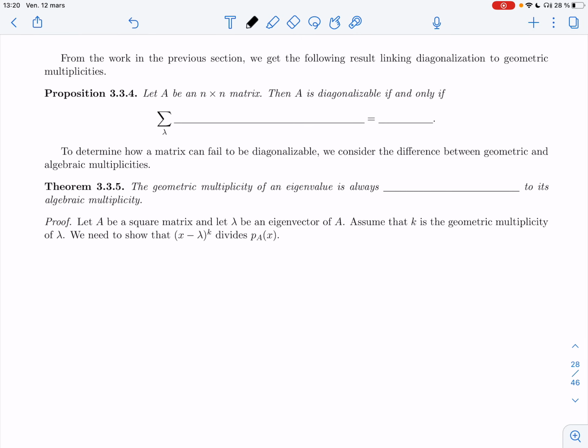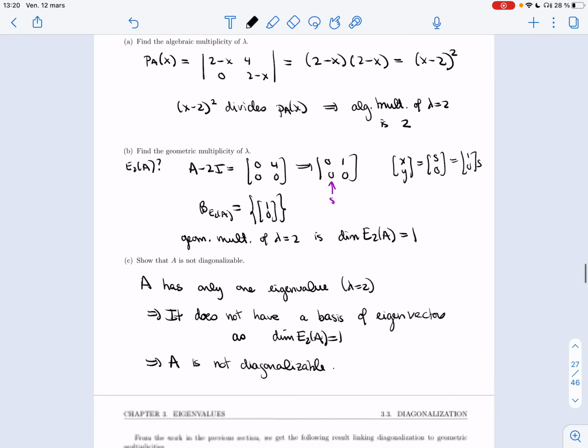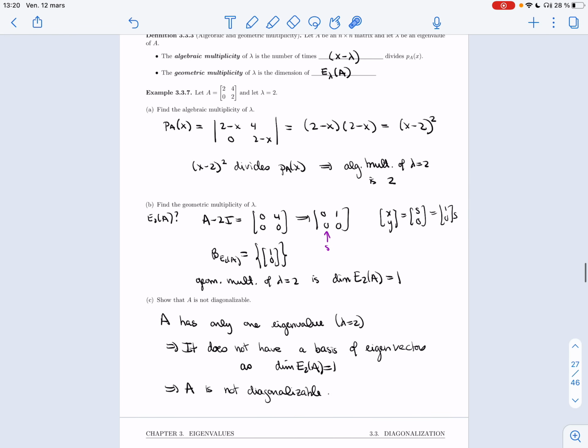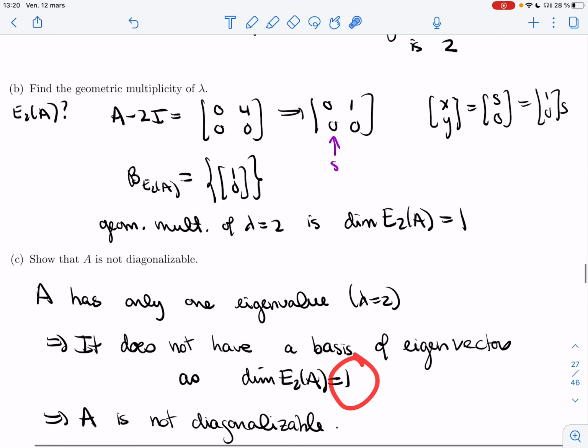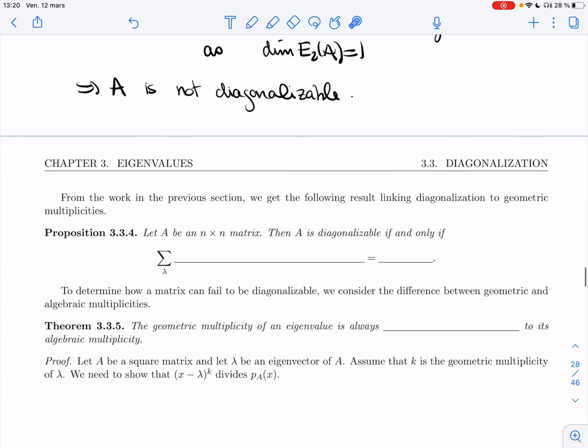All right, so in the last example, we looked at this matrix. We computed the algebraic multiplicity of its only eigenvalue and the geometric one, and we found that A was not diagonalizable because this was smaller than this, really, because it didn't have a two-dimensional eigenspace. All right, so here's the generalization of this idea.